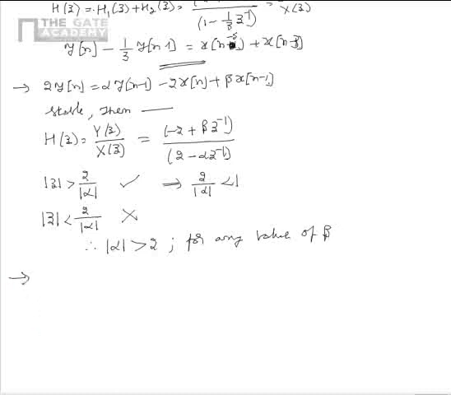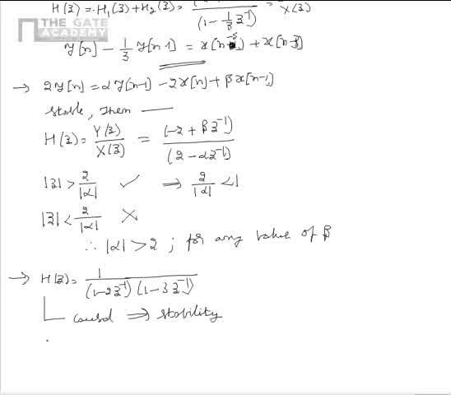Now let us consider another problem as per which it is given that H of z is equal to 1 by (1 minus 2z inverse) multiplied by (1 minus 3z inverse). It's given that the system is causal. Then comment on the stability of the system.